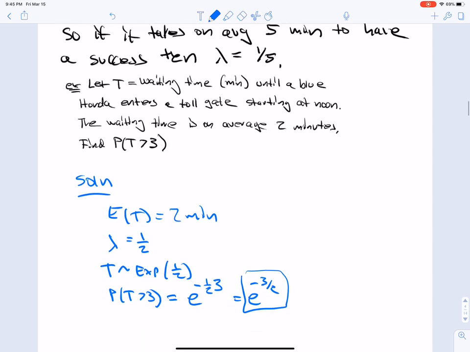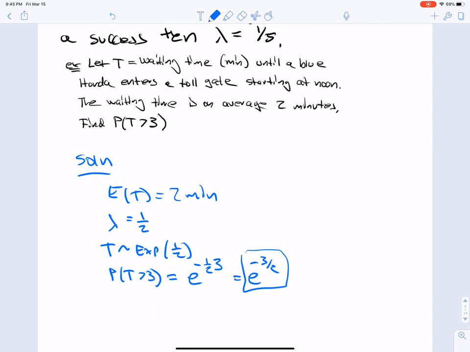We did an example. T is the waiting time in minutes until a blue Honda arrives at a toll gate starting at noon. The waiting time is an average of 2 minutes. Find the probability that T is greater than 3. So you look there, the expectation of T is 2 minutes, so lambda is 1/2. So T is exponential 1/2. Then the probability that T is greater than 3, that's the survival function, is e to the minus 1/2 times 3. So that is e to the minus 3/2.